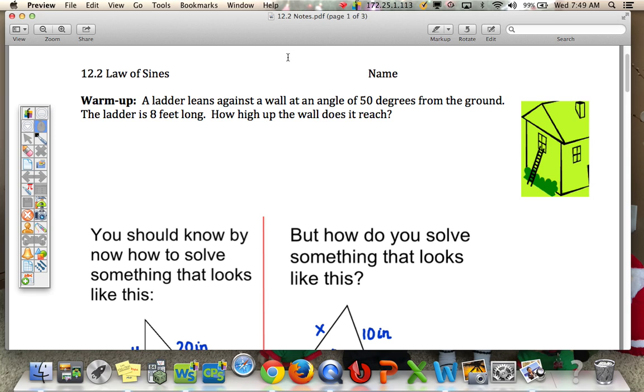In this lesson, we're going to look at something called the law of sines. Let's start with the warm-up. A ladder leans against a wall at an angle of 50 degrees from the ground. The ladder is 8 feet long. How high up the wall does it reach?